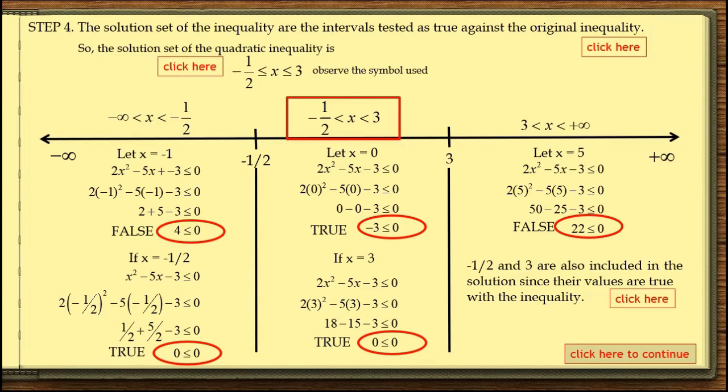The solution set is this: all the values less than or equal to -1/2 and greater than or equal to +3. Take note that -1/2 and 3 are part of the solution. Instead of using the less than symbol here, we will be using the less than or equal symbol because -1/2 and 3 are part of the solution. So x could be equal to 3 and -1/2.